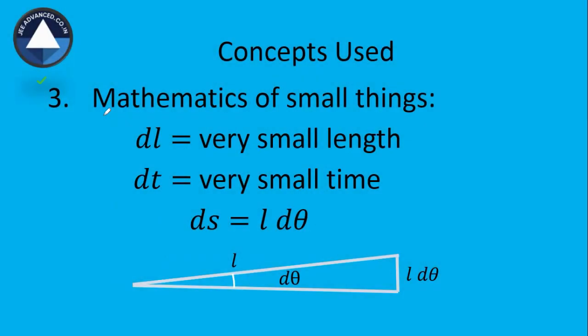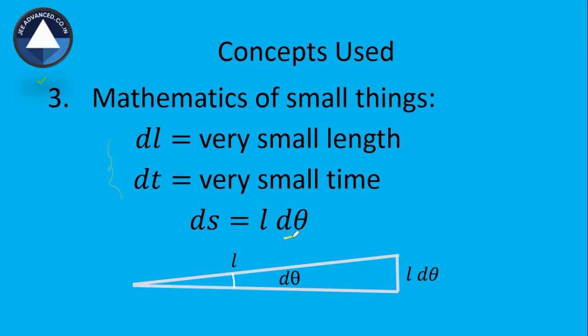The third fundamental concept is the mathematics of a small thing. We must know the meaning of this symbol, this dl. The dl symbol is used to describe a very small length. dt is used to describe a very small time. And similarly, dm means a very small mass. A very small part of a quantity can always be represented by the differential symbol. We must remember this thing.